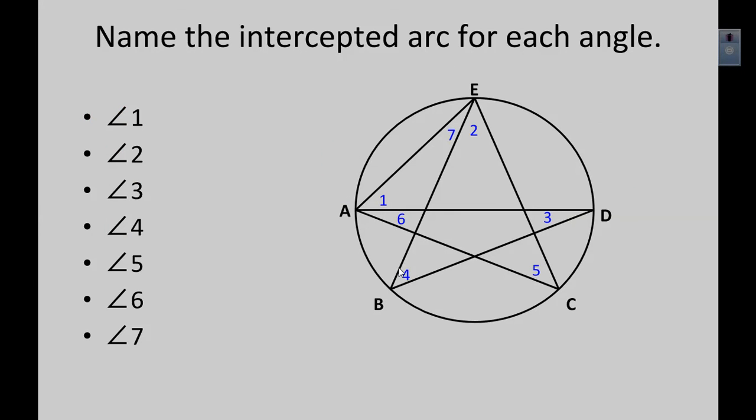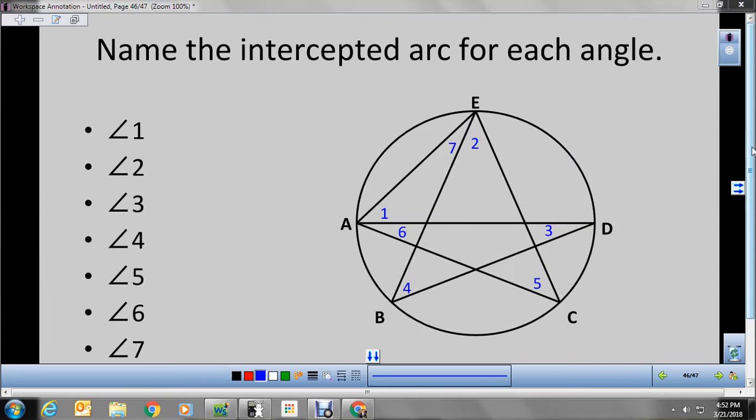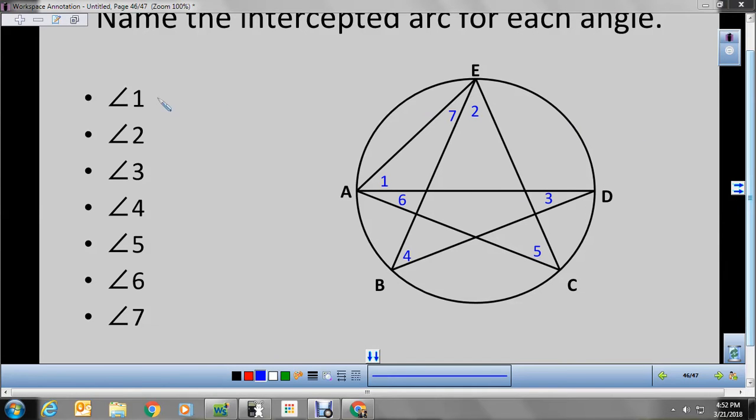an example. All right, so let's look here. In this diagram, we have angles A, B, C, D, and E. These are all inscribed angles. And the angles that are numbered here are also inscribed angles. These are vertices that are on the circle, and we have angles 1 through 7. What we're going to do is go through and describe and name the arcs that they open up to.